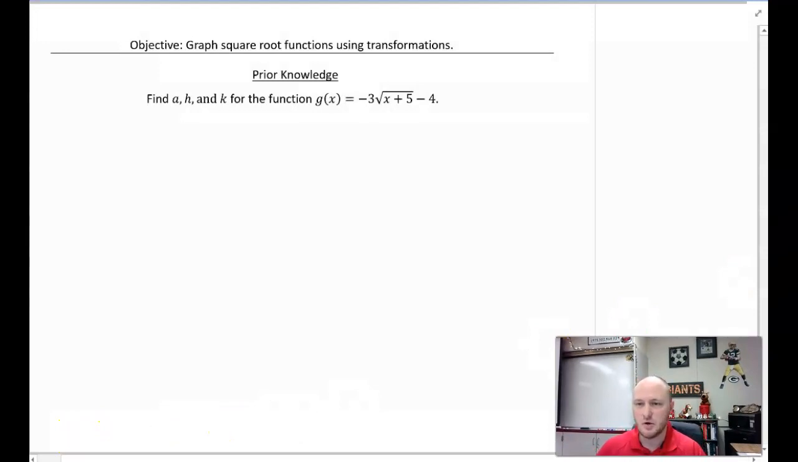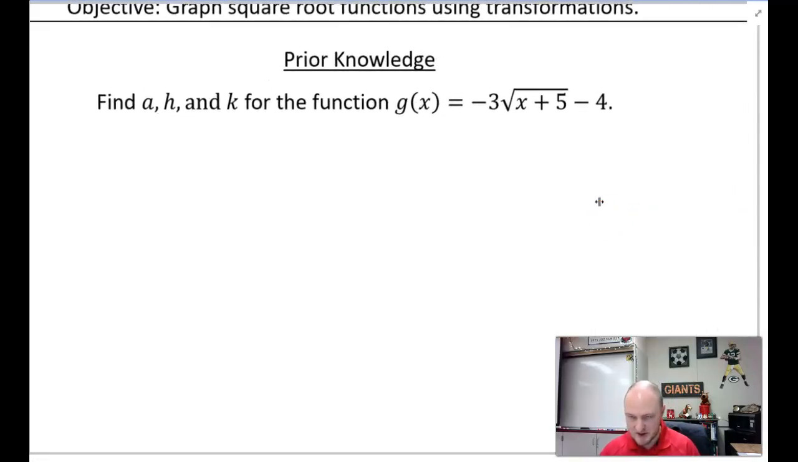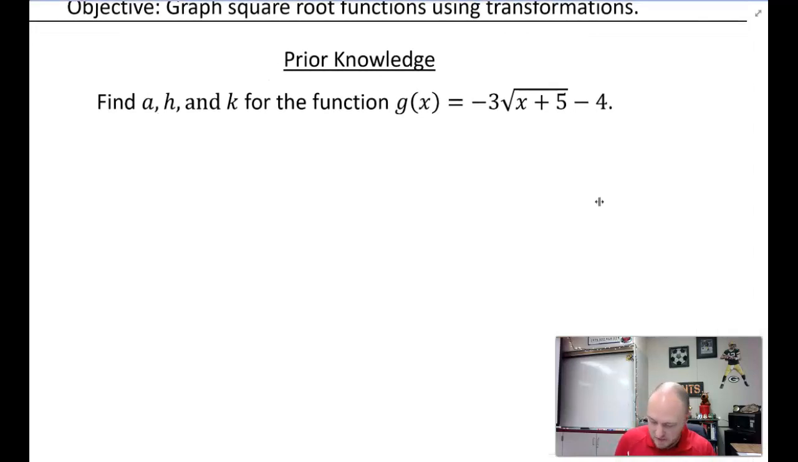Alright, so here is our prior knowledge. For my class you may notice that this is different than your notes, so please write this function g of x into your notes: negative 3 times the square root of x plus 5, minus 4. Please pause the video and try to find a, h, and k.